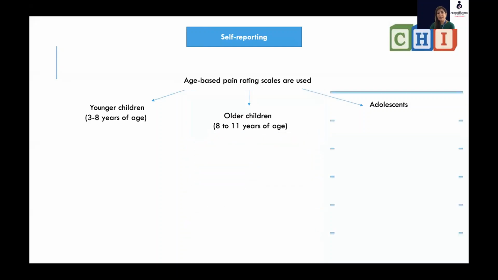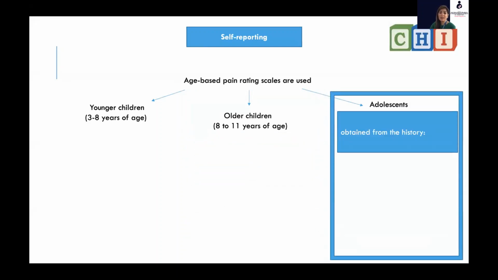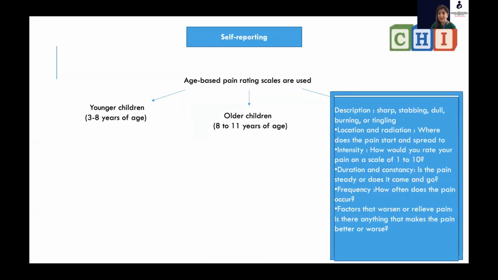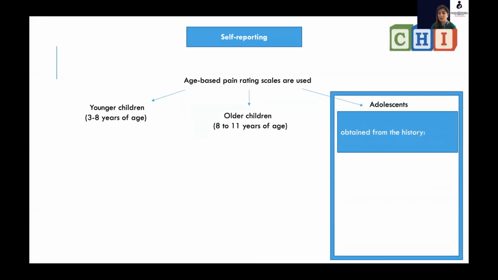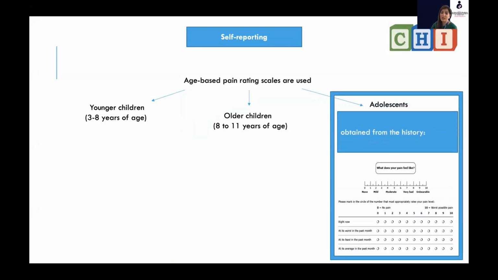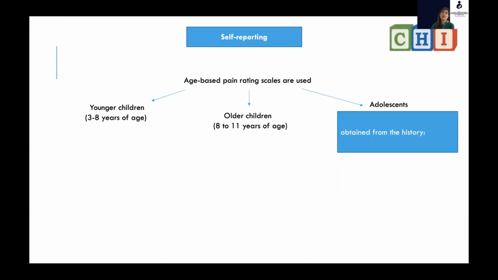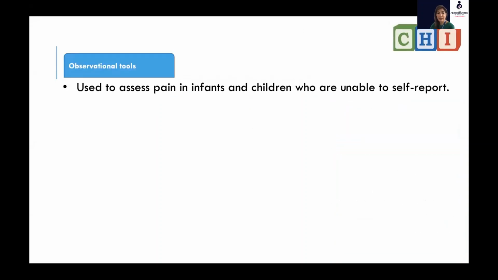For adolescents, there is no specific scale, but there are some charts that will help. It's always obtained by history and the description by the patient himself about the location, the description of pain intensity, duration, frequency, and factors involved. And there are some charts for chronic pain, and you can give it to the patient, and they can document it themselves, and then you can have your intensity score at the end.